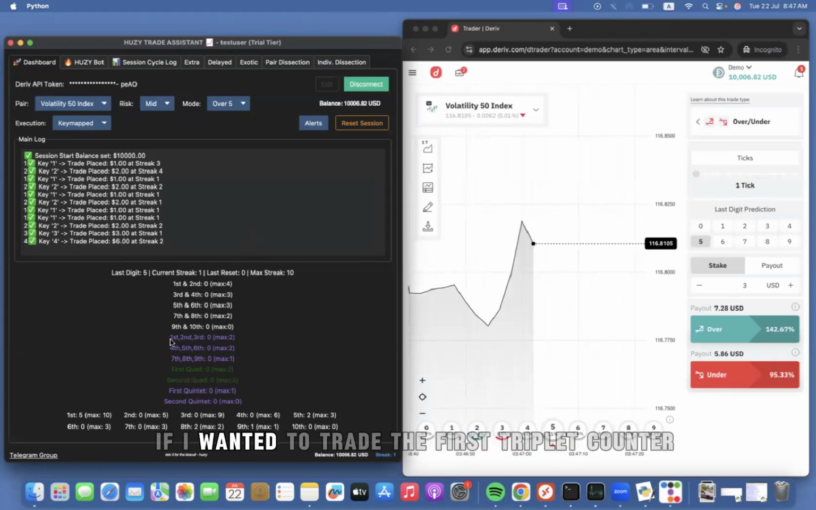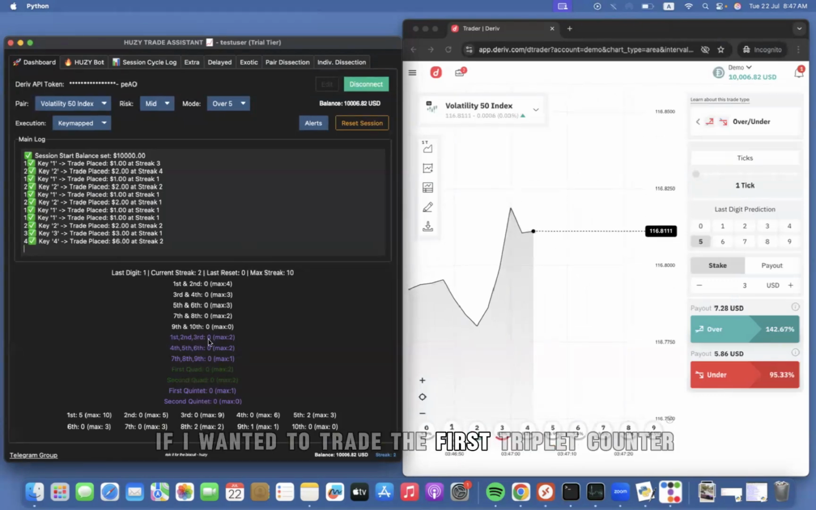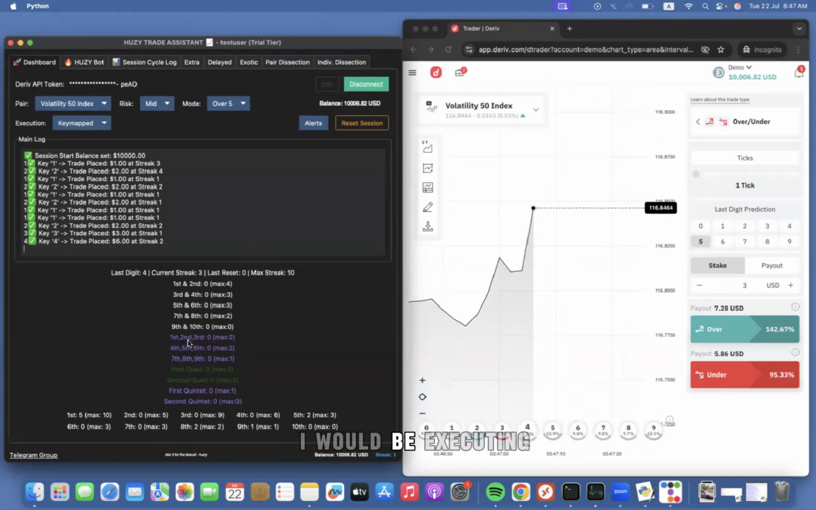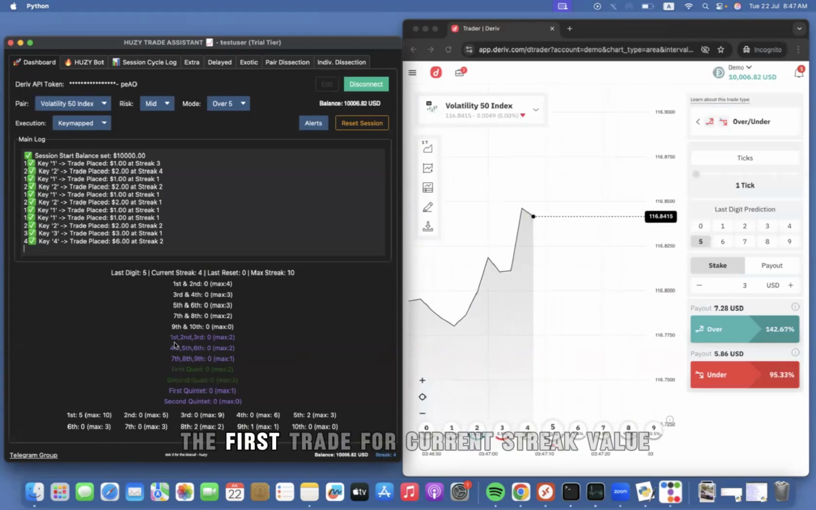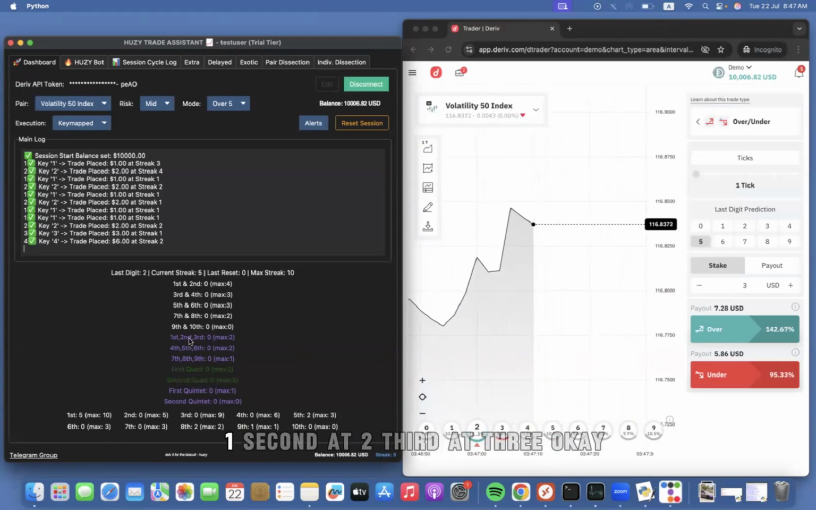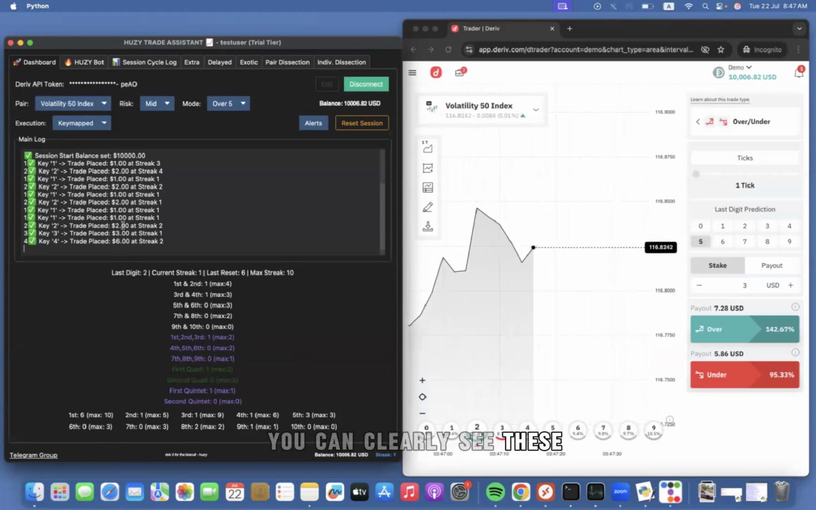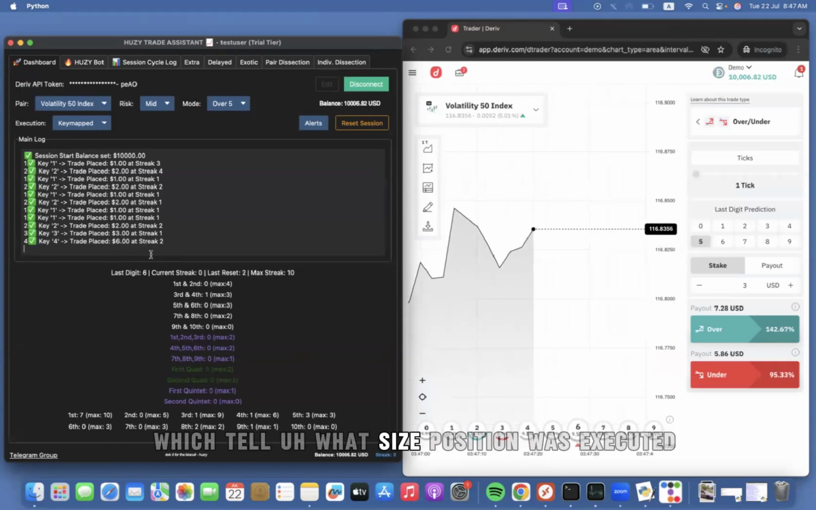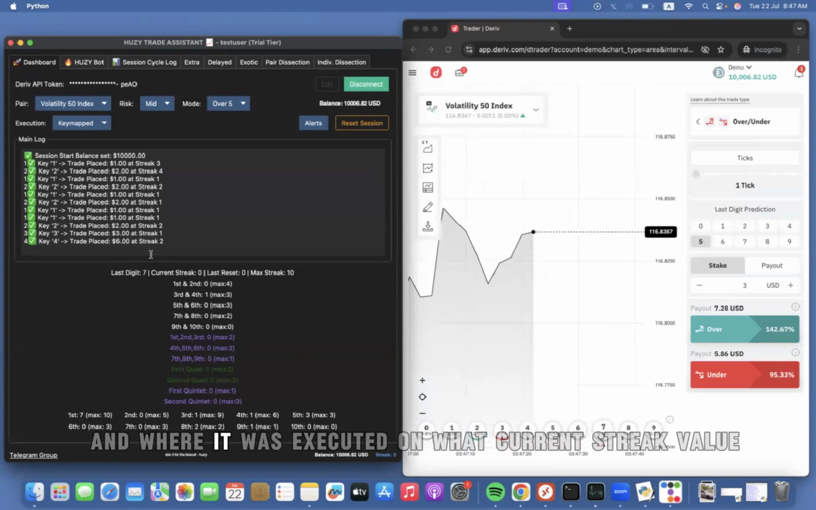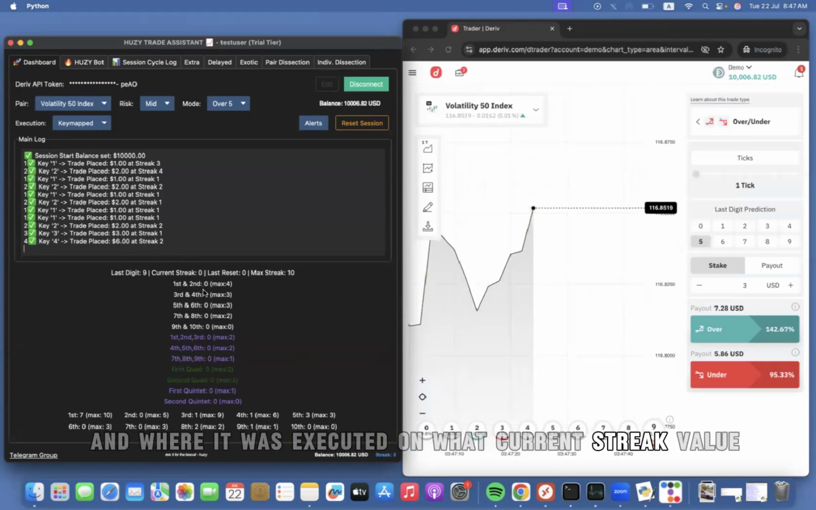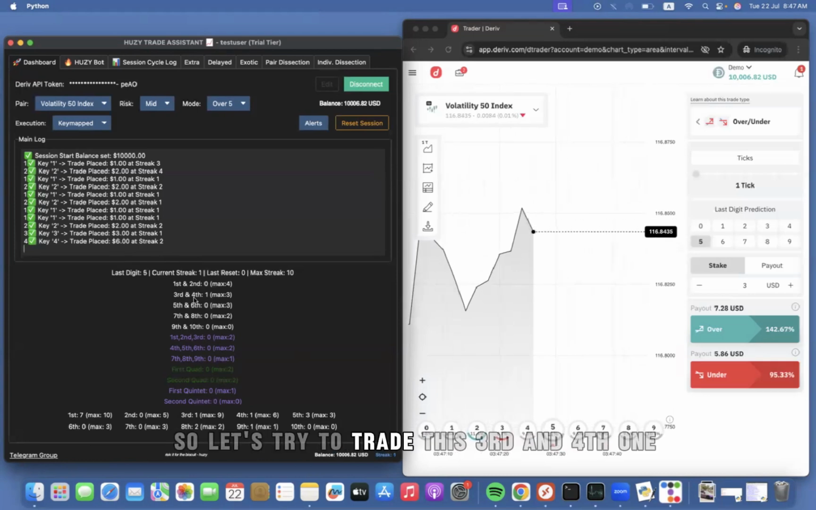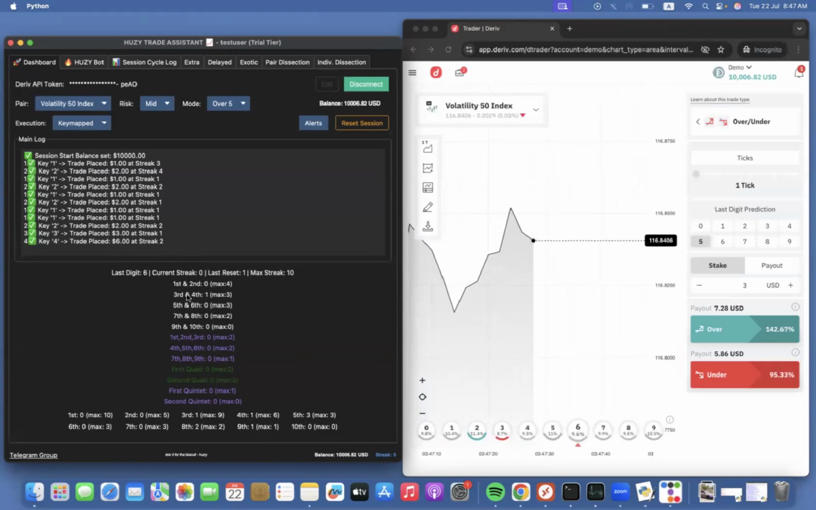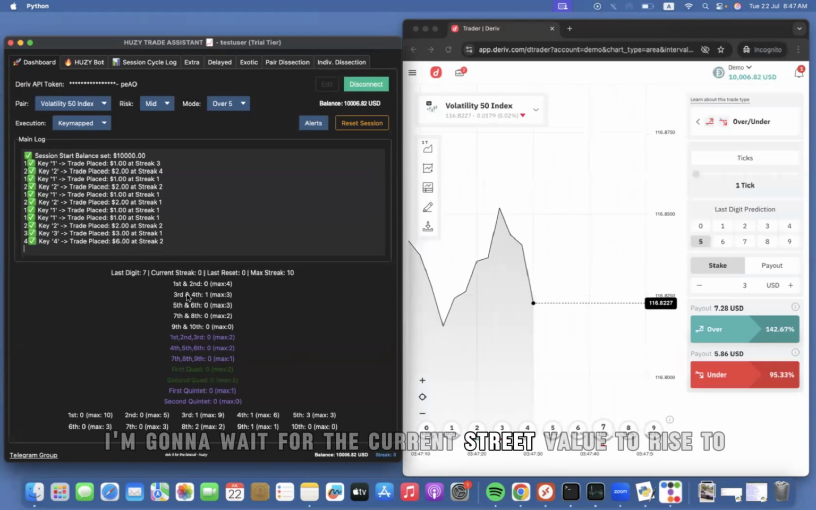So for example, if I wanted to trade the first triplet counter, I would be executing the first trade for current streak value 1, second at 2, third at 3. Okay, you can clearly see these messages in the main log as well, which tell what size position was executed and where it was executed, on what current streak value. So let's try to trade this third and fourth one. Okay, I'm going to wait for the current streak value to rise.